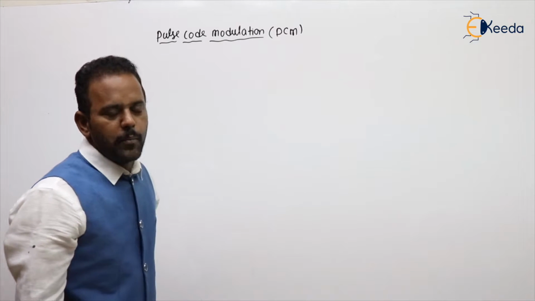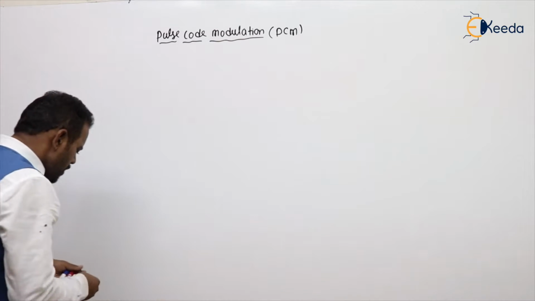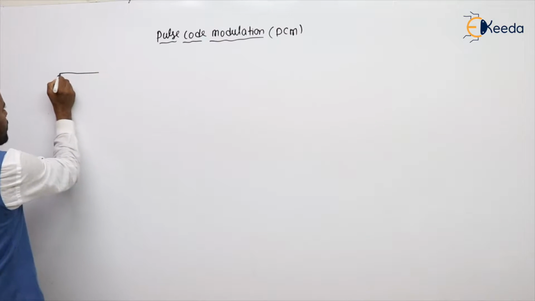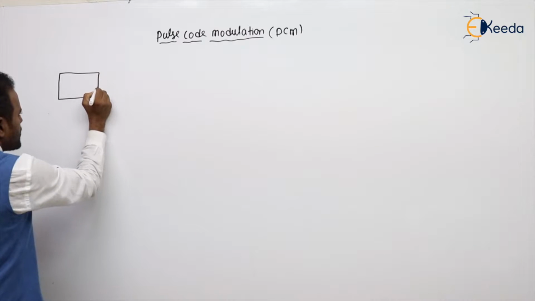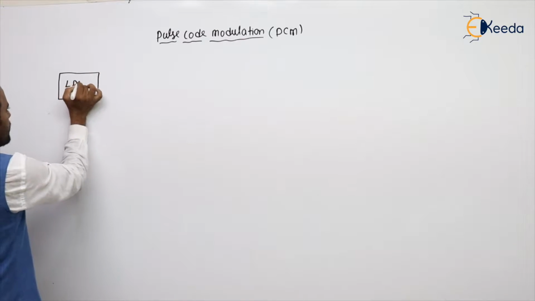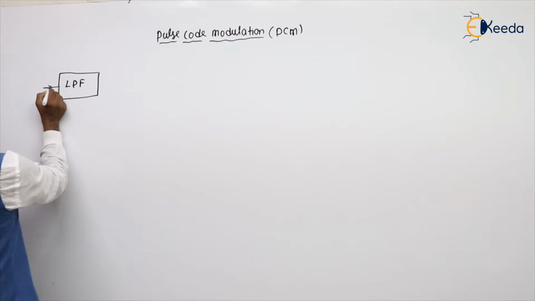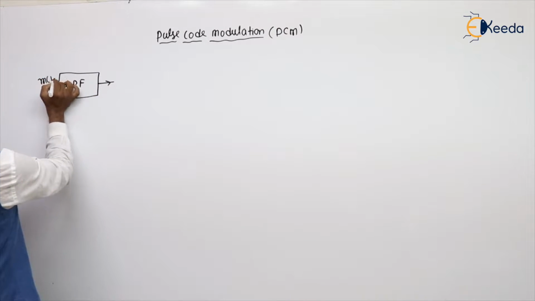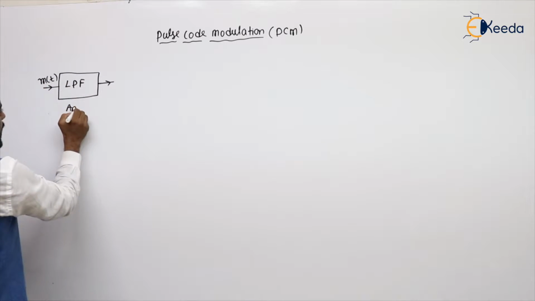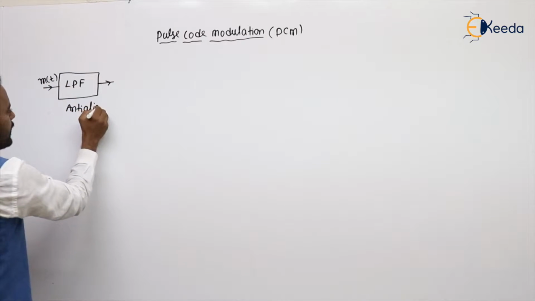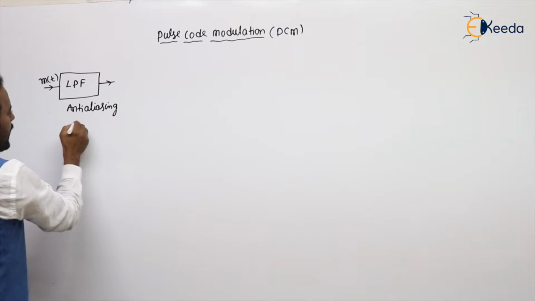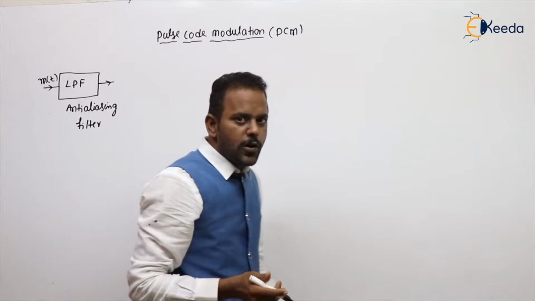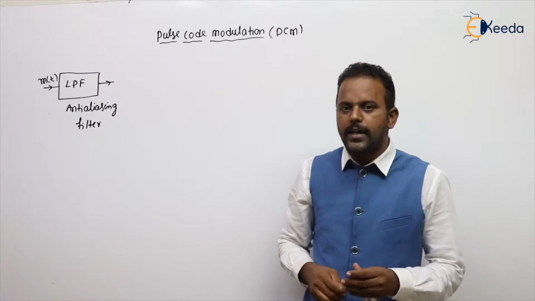Now I will explain the block diagram of PCM. What is the first block we are having in PCM? The first block is, students, the low pass filter. This low pass filter is also called the anti-aliasing filter. What is the work of this low pass filter or anti-aliasing filter, sir?